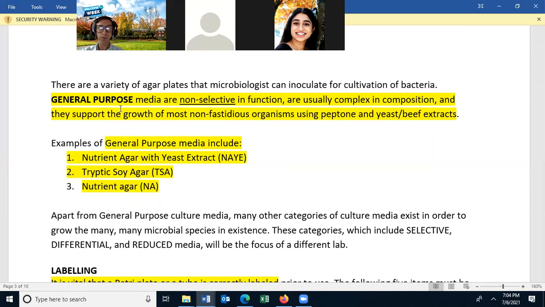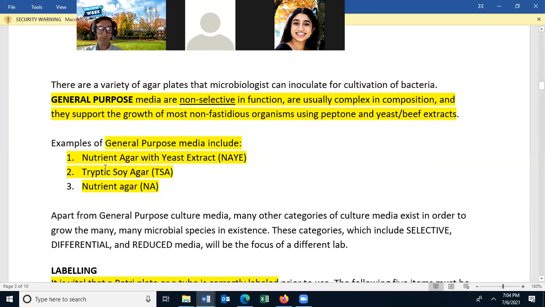There's different general purpose media. Let's talk about this one first, number 3. Nutrient agar, because it's the simplest. Tryptic soy agar uses proteins from soybeans to make tryptic soy agar. And then this one is nutrient agar, the same as number 3, but we enrich it by adding yeast extract to the media. Okay?